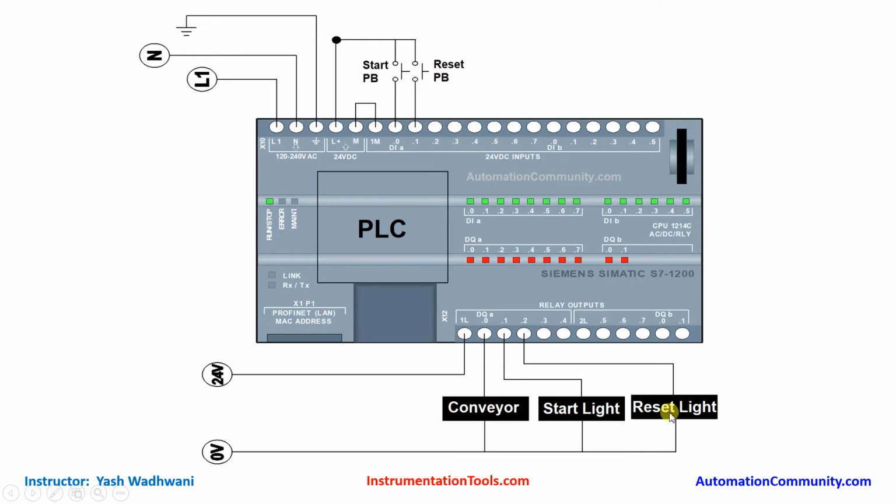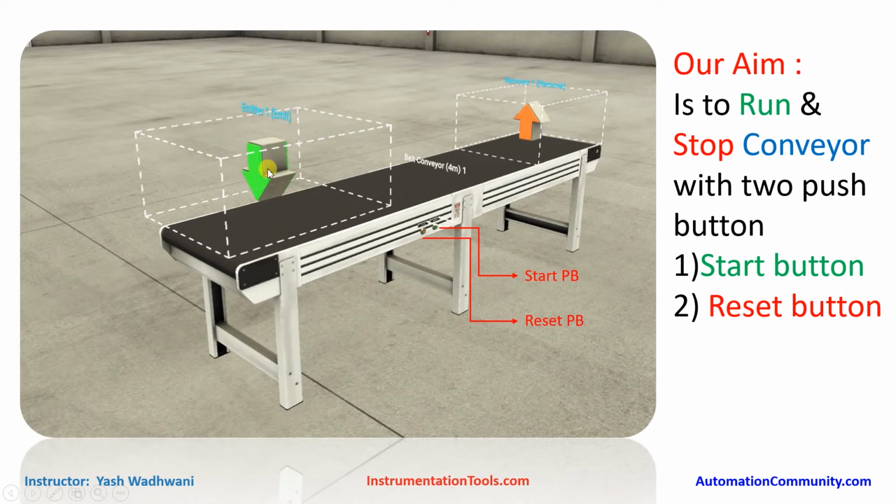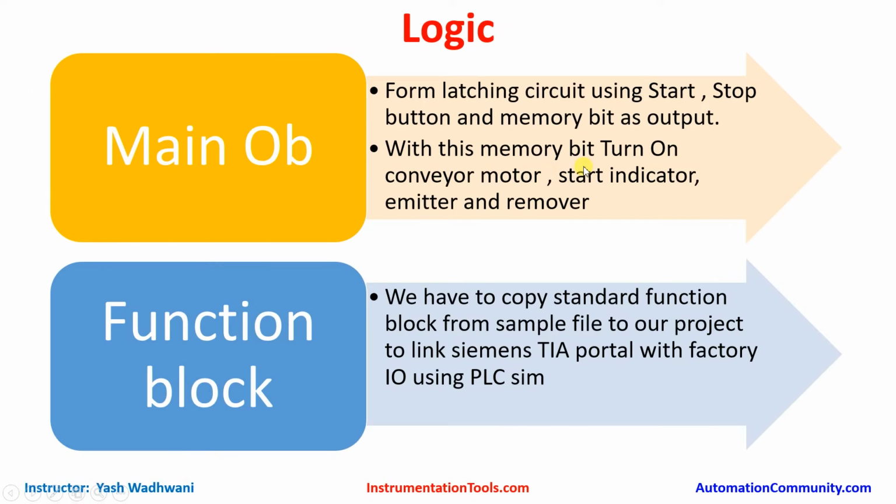Here in the wiring, you can't see the emitter and remover because in real life we don't have an emitter and remover. We have actual boxes, but for Factory IO simulation, we have to keep these for getting boxes on the conveyor. That's why in the logic, we have to write logic for the emitter and remover also. Besides this, in order to link our programming with Factory IO, we have to copy and paste one function block that is already created logic to link our TIA Portal with Factory IO. That I will show you.